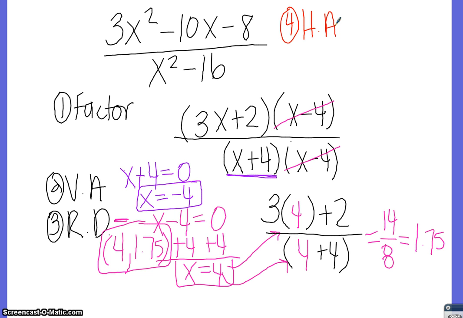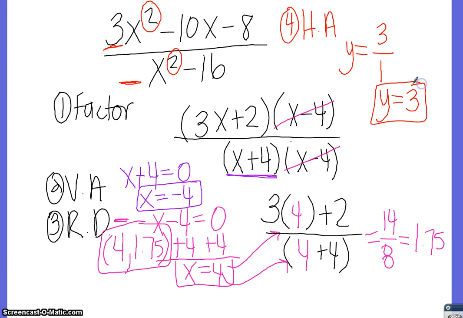So I'm going to look at my biggest degree in the numerator and the denominator. So again, I have a 2 and a 2. So my exponents are the same. Now my rule tells me if they are the same, I'm going to use my leading coefficients. My leading coefficient in the numerator is a 3, and my leading coefficient in the denominator, even though there's not a number, we know it's 1. So if I have y equals 3 over 1, my HA is just y equals 3.